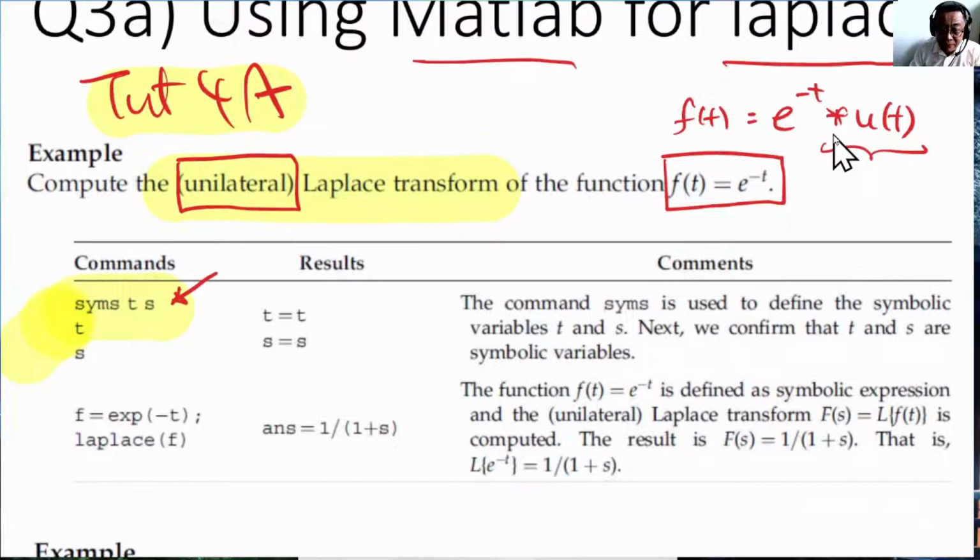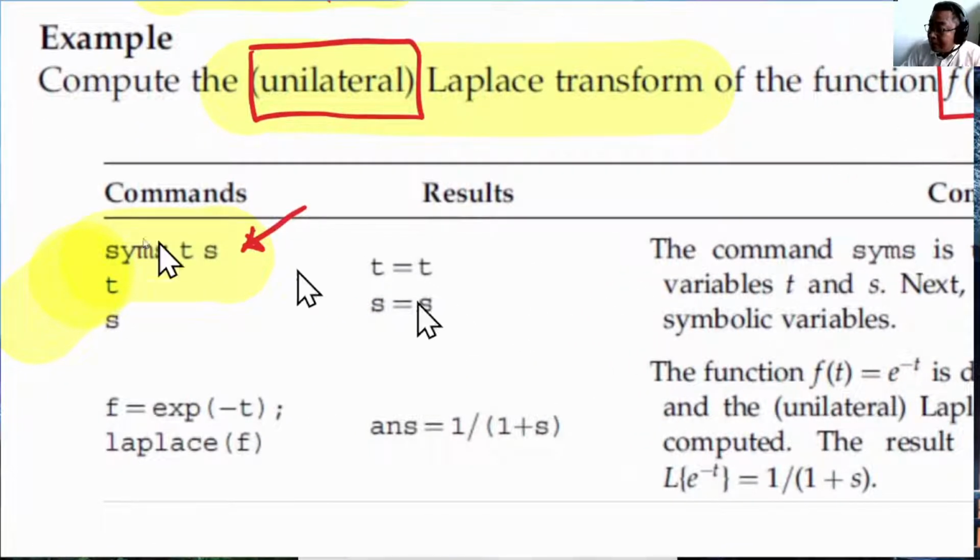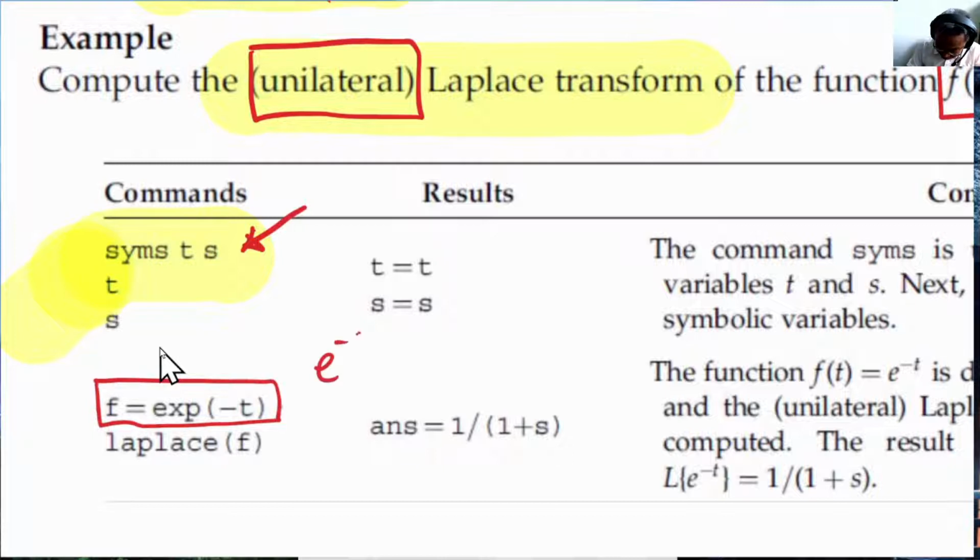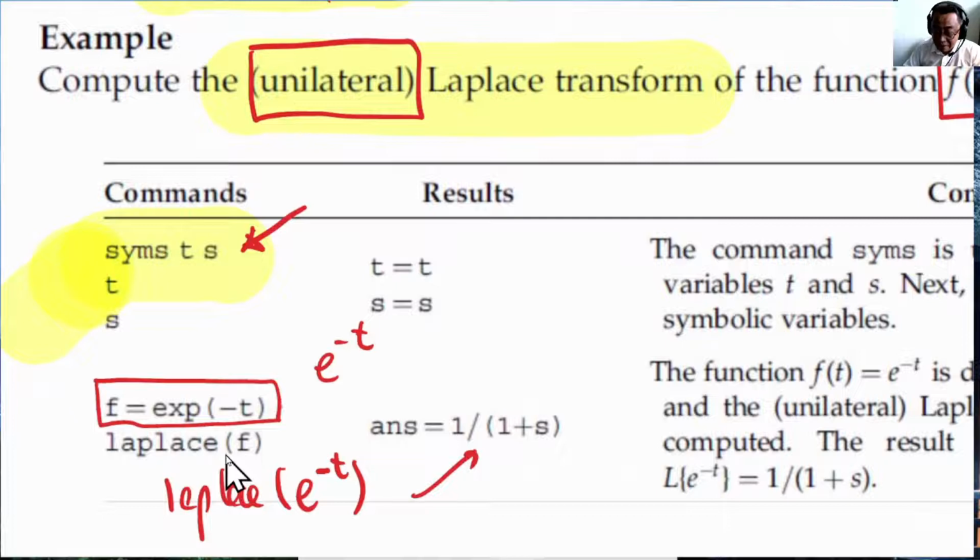To use MATLAB, first start MATLAB and declare that t and s are symbolic, and then we declare the function f to be e minus t, and then we are going to take the Laplace of f, which means e minus t, and the answer is 1 over 1 plus s, as expected.